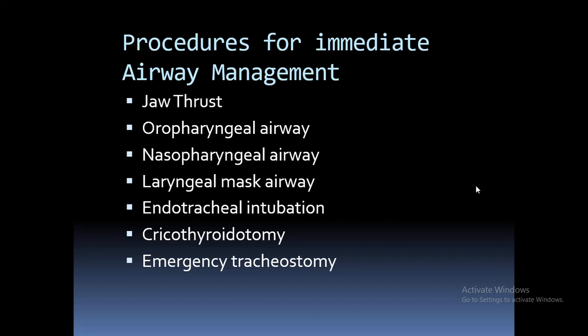First of all is the jaw thrust. It is actually lifting the jaw forward and extending the neck, which improves the airway by displacing the soft tissues. Second is oropharyngeal airway. It actually displaces the tongue anteriorly and releases soft tissue obstruction, and ventilation can be carried out by face mask placed over the face and covering both the nose and mouth.